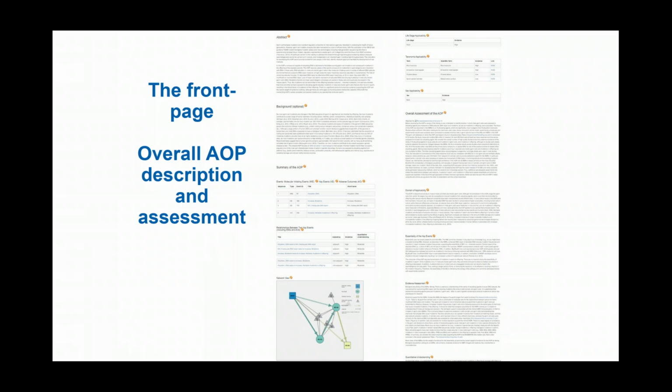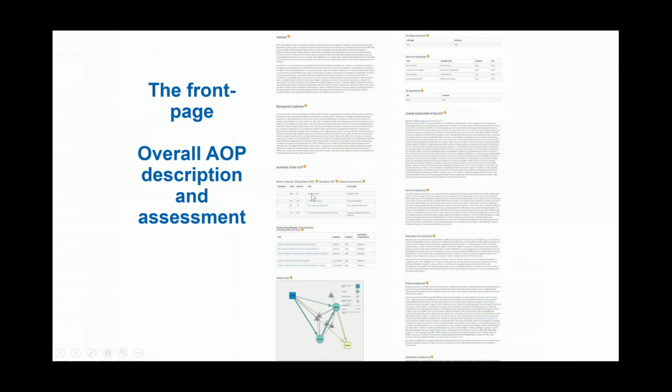The front page of the AOP is the only thing that's specific to the AOP. Everything else is modular. So this is where we get into the specific details about the overall pathway and even its regulatory significance. I'm not expecting you to read this, but you'll see there are some tables here. On the front page, when you go through these tables, you'll see hot links.